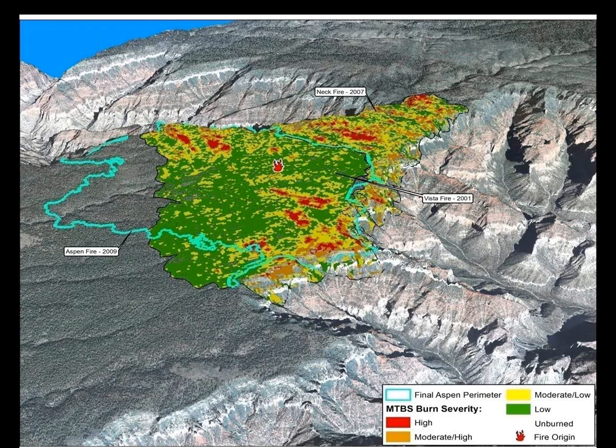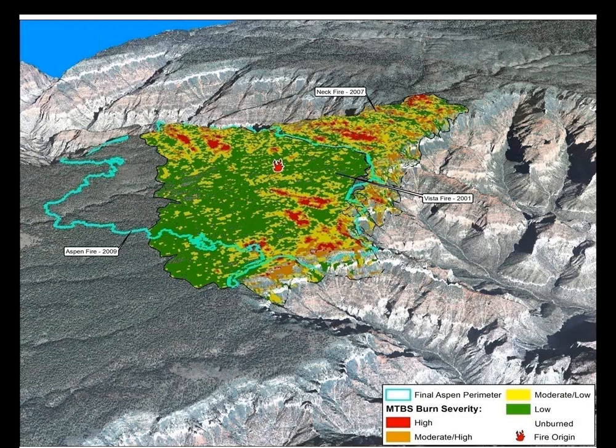And then you can see this teal color that I have up on the screen was the final perimeter of that fire. It was a successful fire, and it was able to burn in part because we had this severity data and we had confidence that the fire would get into that black up on the north end and would not burn through that. Okay.